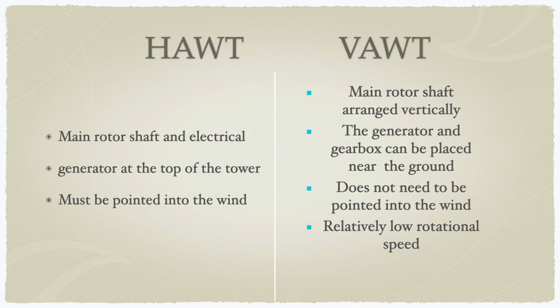Vertical axis wind turbine. Main rotor shaft arranged vertically. The generator and gearbox can be placed near the ground. Does not need to be pointed into the wind. Relatively low rotational speed.